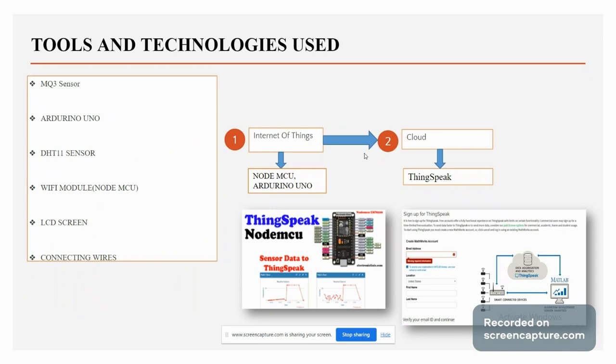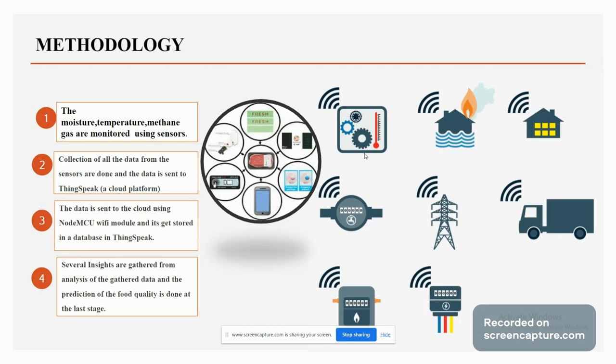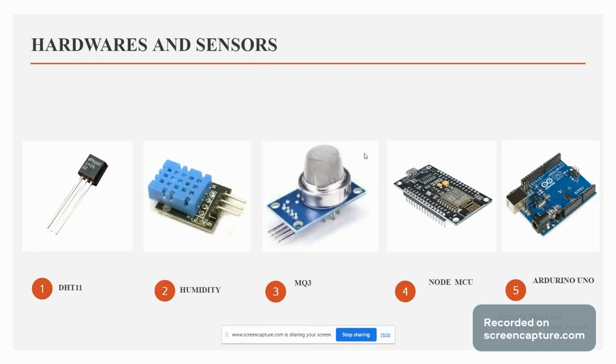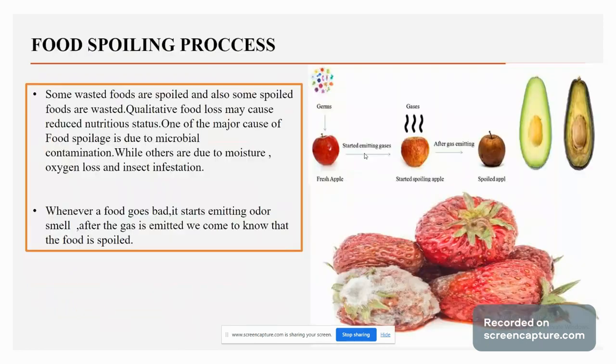So the typical food processing system has an LCD display for displaying the digital signal, but here we are using ThingSpeak to visualize every output. So the IoT devices used here are Node MCU and Arduino Uno. So the methodology is the same as I have explained. The sensors and hardware used are the DHT11 sensor and all those things.